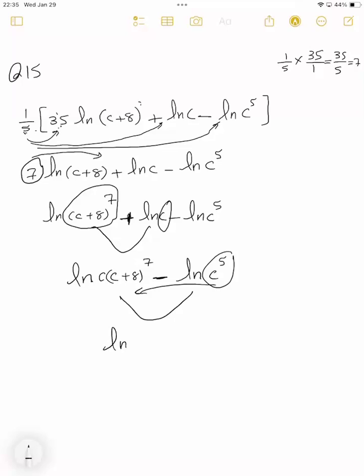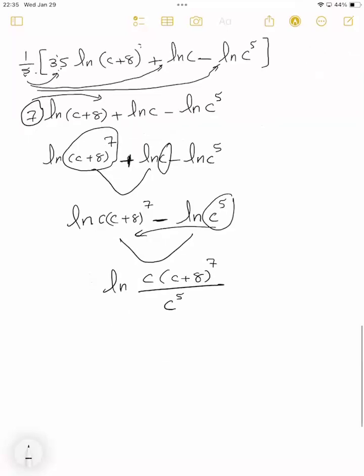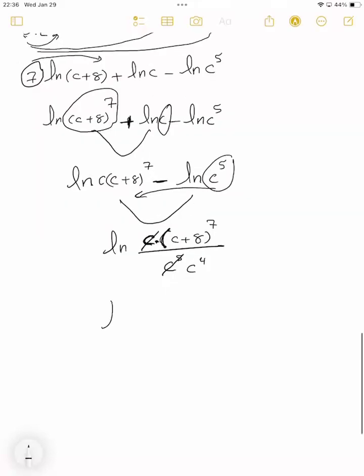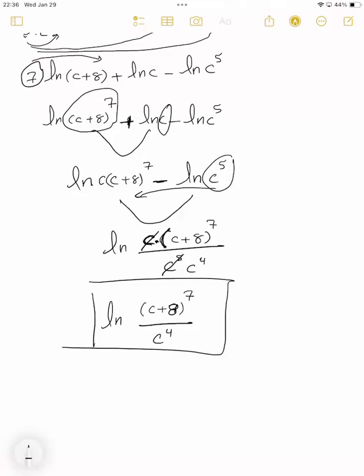I write this as 1 log. I have c plus 8 to the power 7 over c to the power 5. Lastly, this problem needs to be simplified further. Do you see you have a c here that is being multiplied by this parentheses? This c and one of these c's simplify and you get c to the power 4. So the final answer is ln of c plus 8 to the power 7 divided by c to the power 4. And you can't simplify anything any further. So that is your answer.